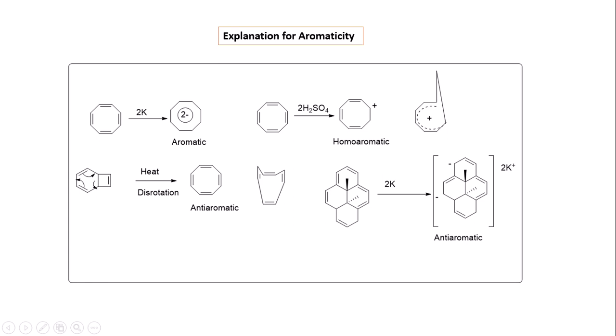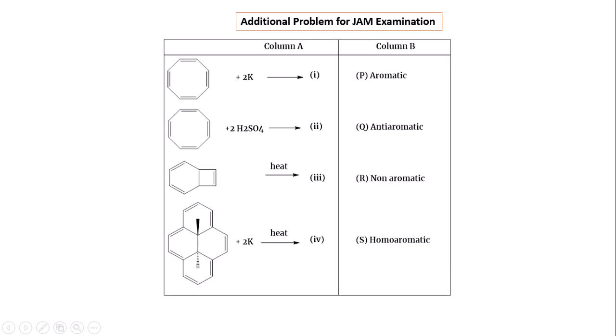In the last case, the annulene is the 14-annulene, which means 14 electrons are present, so it contains 4n plus 2 pi electrons. When potassium is added to it, it produces the dianion, which means it contains 16 electrons, and so it is anti-aromatic in nature.